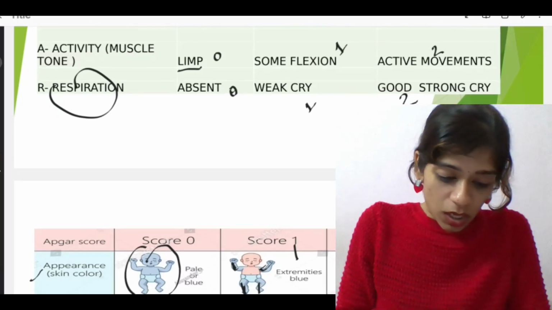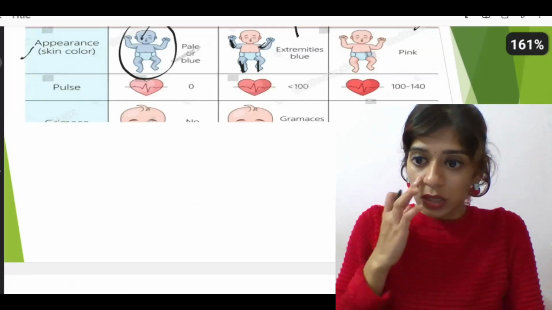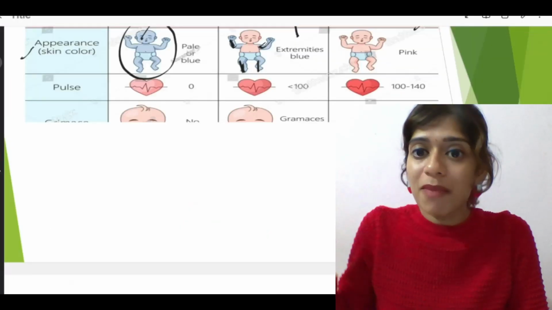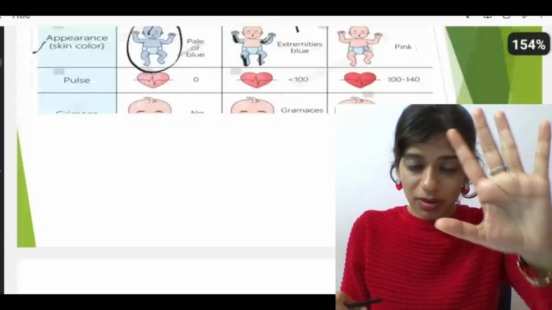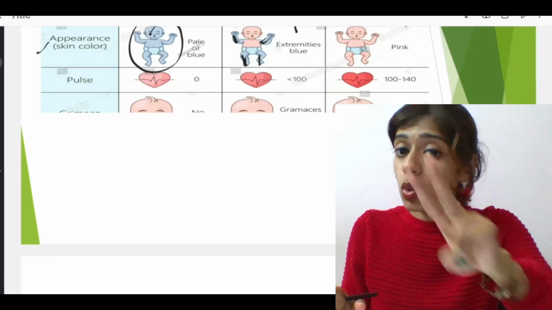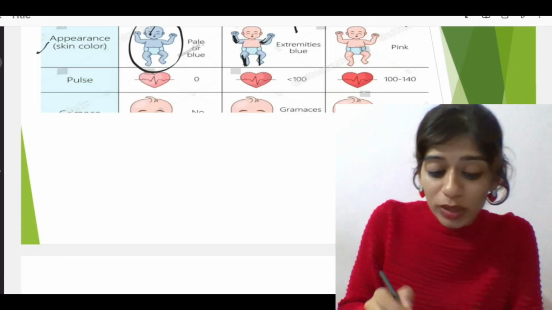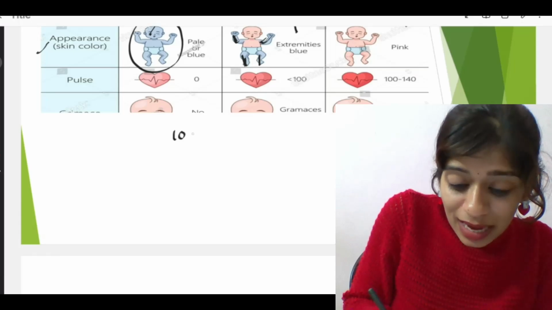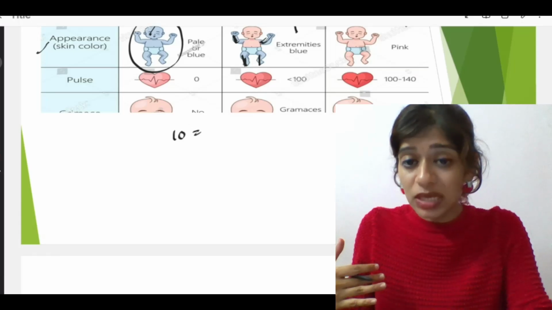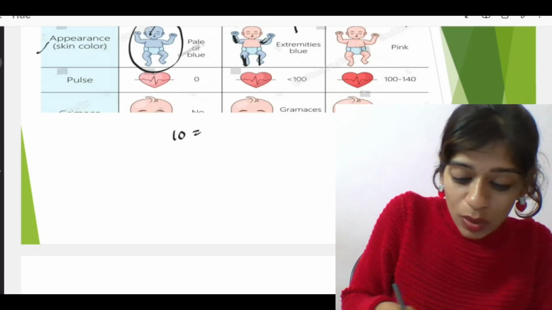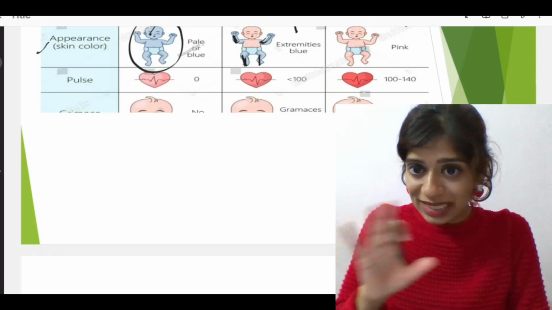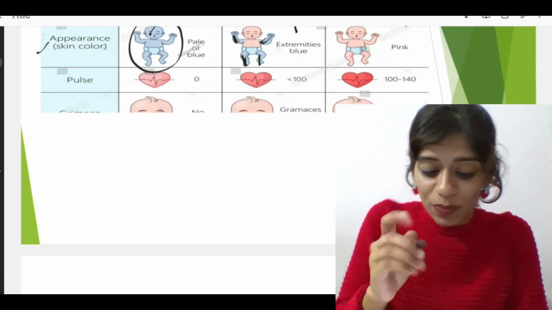Now, guys, tell me, what is the maximum score a baby can get? There are 5 components, and for each component, the maximum score that you can give is 2. So when you add up all the 5 components, the maximum score that you can get is 10.